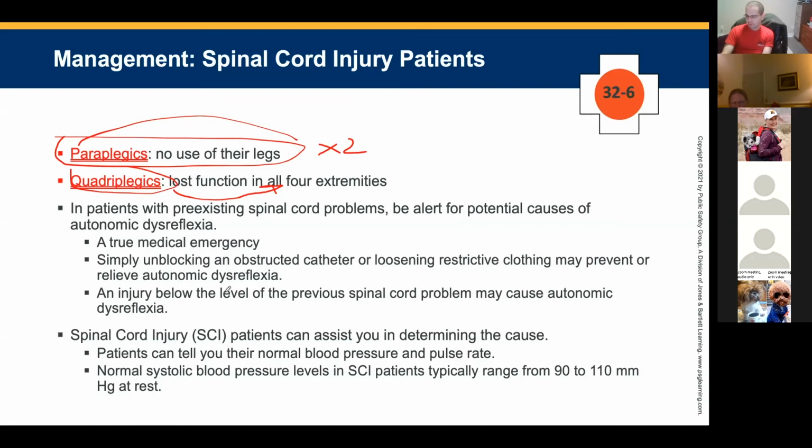An injury below the level of the previous spinal cord injury may cause autonomic dysreflexia. Spinal cord injury patients can assist you in determining the cause. Patients can tell you their normal blood pressure or pulse rate. And normal blood pressure in somebody with a spinal cord injury typically ranges from 90 to 110 millimeters of mercury.